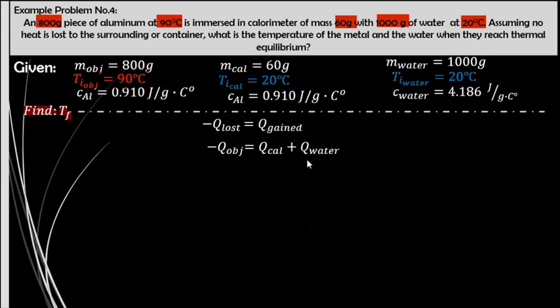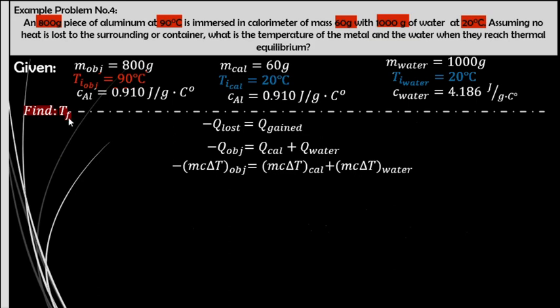Expressing Q as mcΔT, the negative Q of the object will be negative mcΔT of the object, is equal to the Q of the calorimeter, which is mcΔT of the calorimeter, plus Q of the water, which is mcΔT of the water.